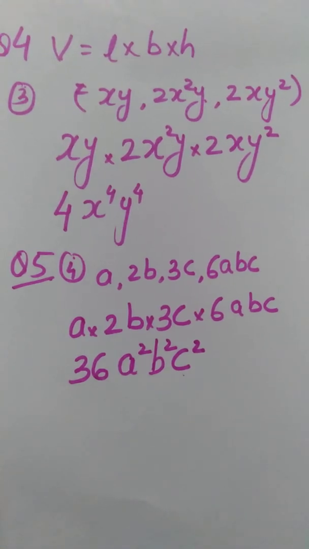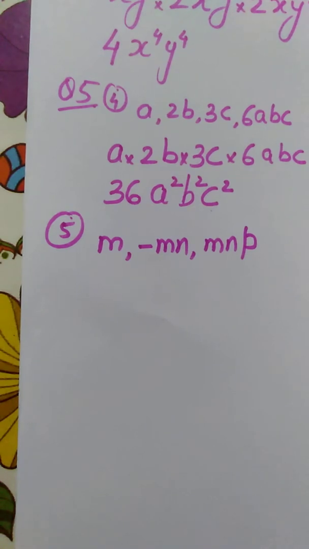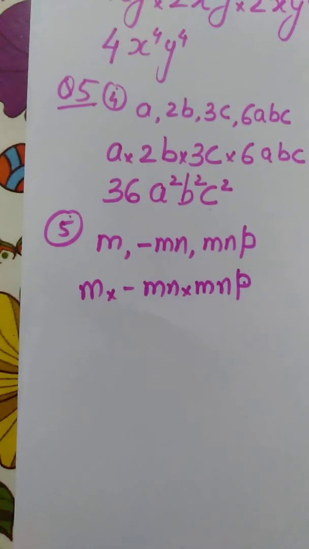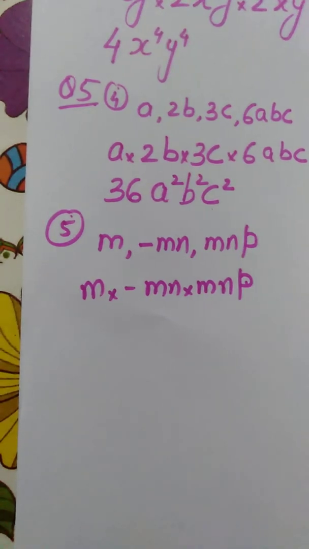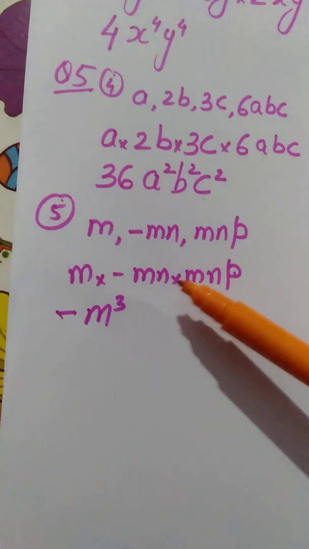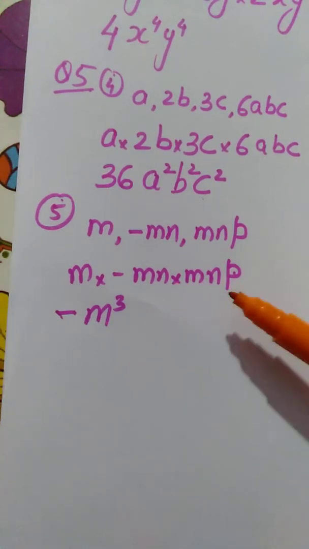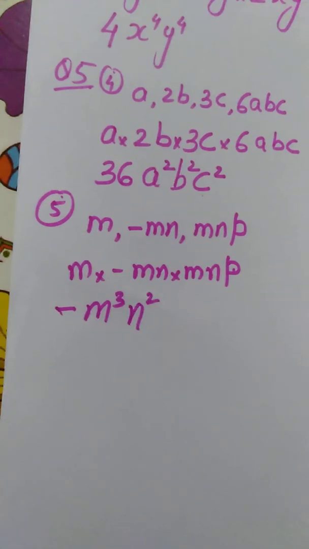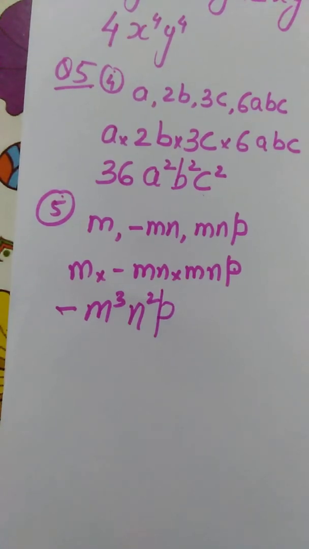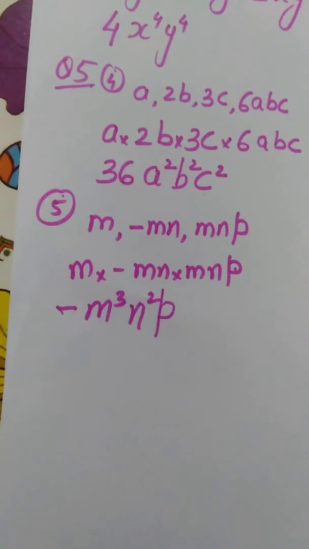Let us see one more example. m multiplied by minus of mn multiplied by mnp. The minus sign is a single term, so it is written first. Then m into m into m is m cube. Then n is multiplied by n and gives you n square. And then p is a single term, so it is multiplied as p. So the answer is minus of m cube n square p. Now in the same way you can multiply the other questions also and find out the product.